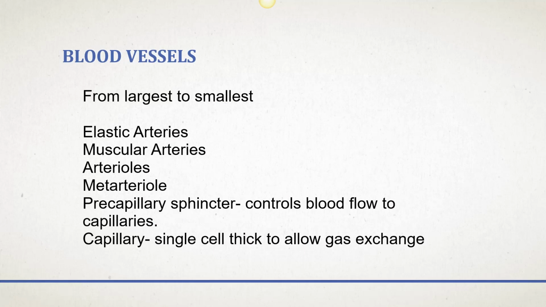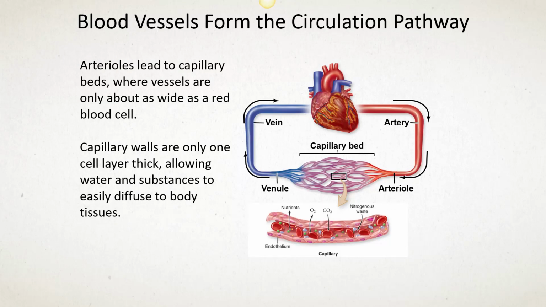So from largest to smallest, we have elastic arteries, muscular arteries, arterioles, metarterioles, the precapillary sphincter, which controls the blood flow to the capillaries, and then finally the capillaries, which are a single cell thick to allow for gas exchange. So that's going down here in this direction. Arterioles lead to capillary beds, where vessels are only about as wide as a red blood cell. Capillary walls are only one cell layer thick, which allows for water and substances to diffuse through easily.